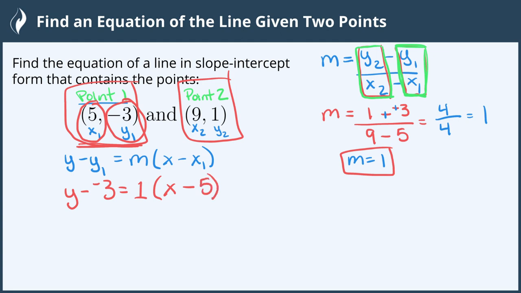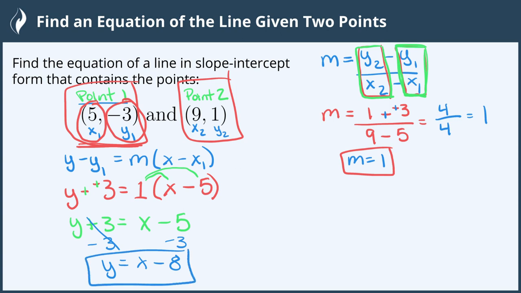Now that we have everything worked out, we can just solve for y. Subtracting a negative is the same as adding the opposite, so we have y plus 3. And on the right, doing the distributive property with a +1, we get 1 times x is x, and 1 times 5 is 5, so we have x minus 5. And then solving for the y, we'll subtract both sides by 3, and we're left with y equals x minus 8. And that's the equation of our line, and we're all done.